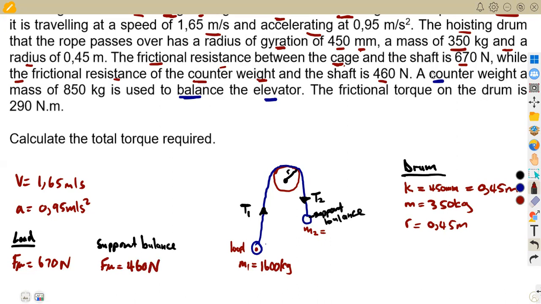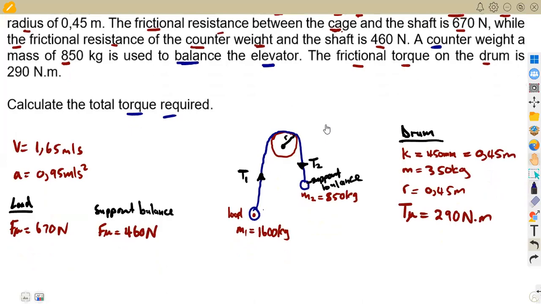On this balance, we are given its weight, which is the mass of the balance of 850 kgs. And also we are given the frictional torque on the drum. We are now talking about the drum. So the frictional torque on the drum is given as 290 Newton meter. That is the whole information about the question. And the question is: calculate the total torque required.